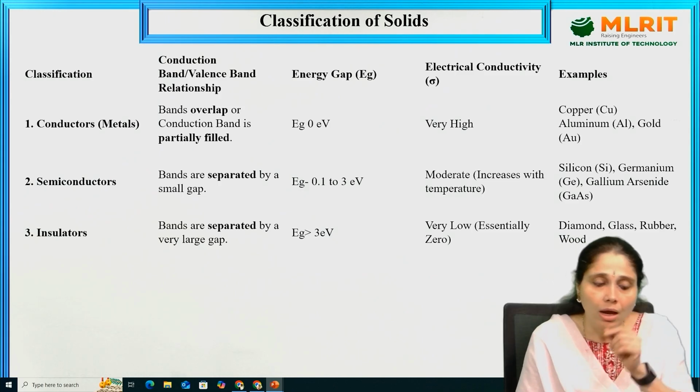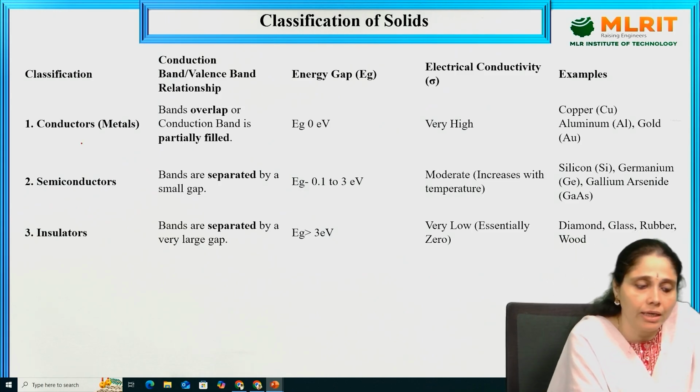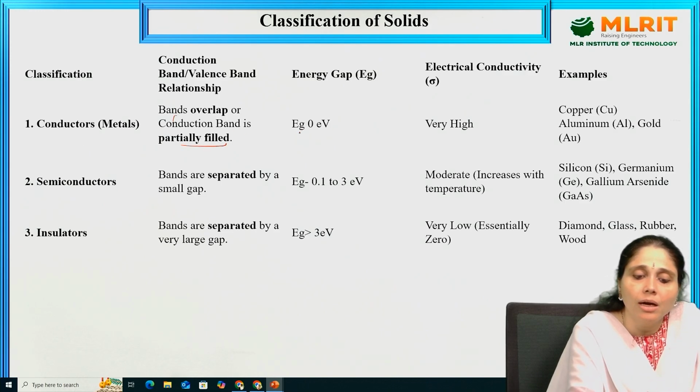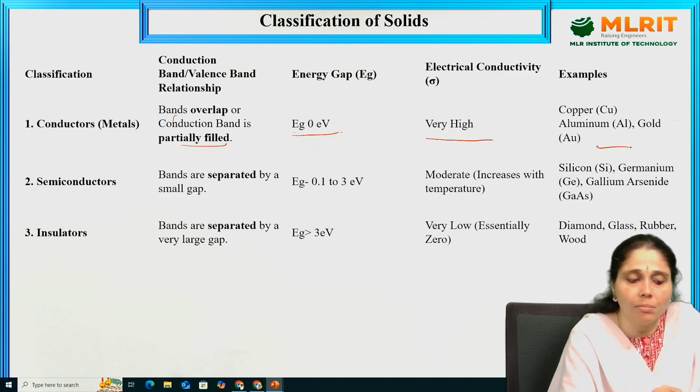So, this is the classification into conductors, semiconductors and insulators. In conductors, the bands overlap or the conduction band is partially filled. The energy gap is 0 electron volts, there is no energy gap, and electrical conductivity is very high. Copper, aluminum and gold are examples.